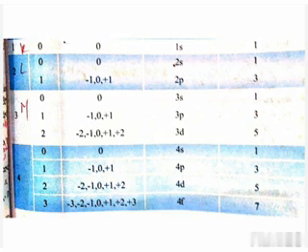So n equals 1, 2, 3, 4 can often be represented as K, L, M, N. In the principal quantum number, shells are represented by small n. If n is equal to 1, that is the K shell. If n is equal to 2, that is the L shell. If n is equal to 3, that is the M shell. If n is equal to 4, that is the N shell.